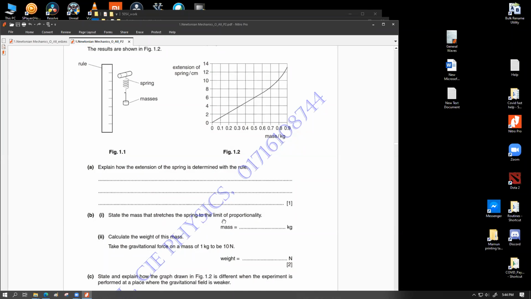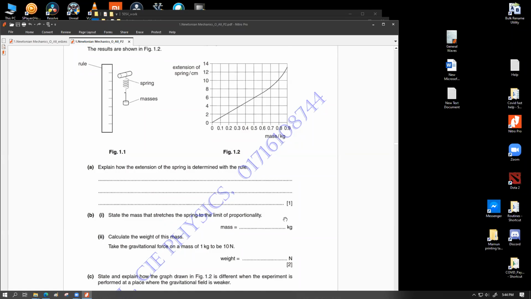State the mass that stretches the spring to the limit of proportionality. So here, hold the ruler against this line and see how far our line is a straight line. 0.5 or 0.6? Between 0.5 and 0.6, it looks a bit bent to me. That's why you should hold the ruler against it. Don't assume. Place a ruler against it so that you can definitely know exactly what is the point of bending away. Hold a ruler against the straight line part. You'll be able to find out the end point.